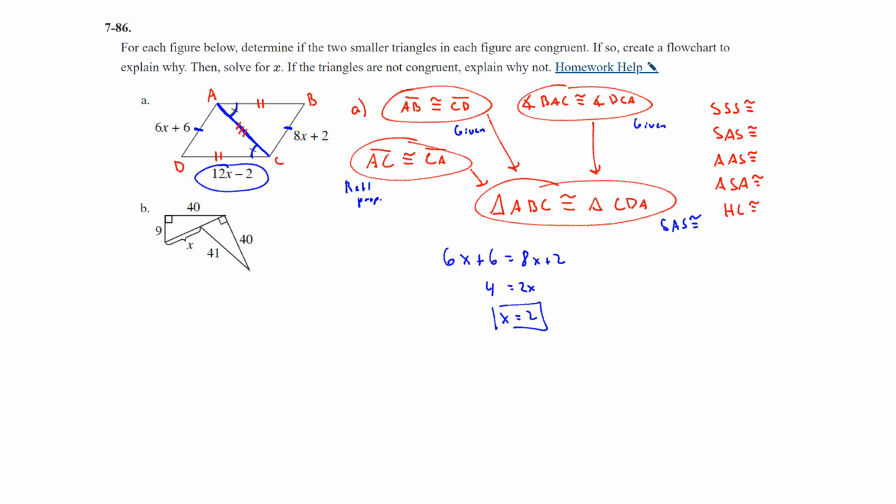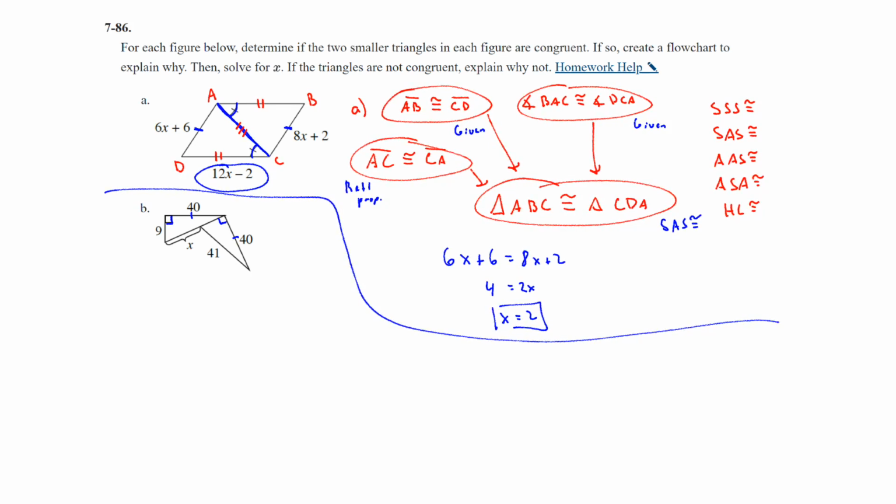All right, so for part B, I'll make that there. We have two triangles again. You can see that the 40 is congruent, so you can tell that by the figure. You also have two right angles, so we're dealing with right triangles. And then we have another length of 41, and then another length of 9.